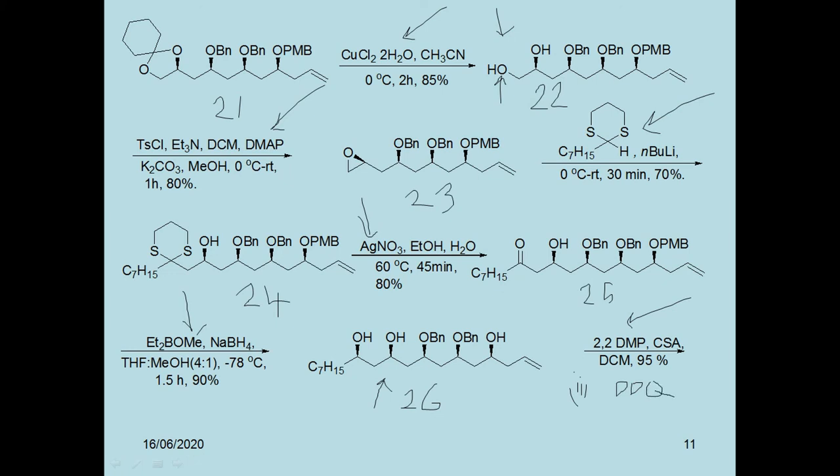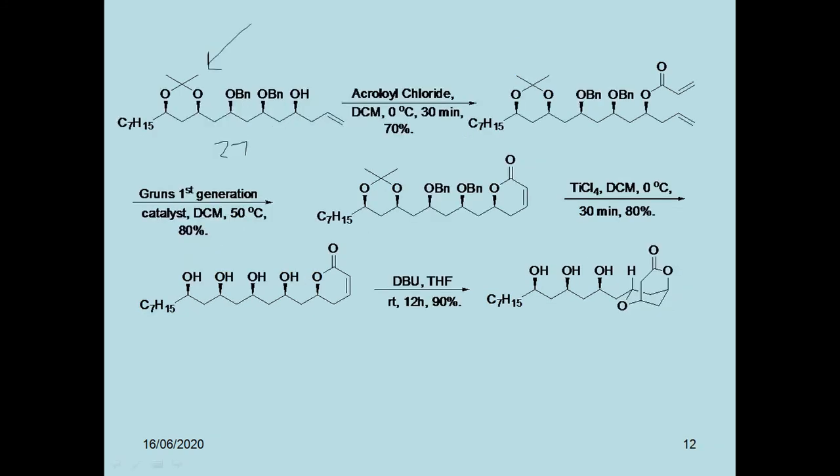This is PMB. So first, after treating with 2,2-DMP and CSA, you will get the acetonide, followed by the PMB group being removed using DDQ. So you will get compound 27. Then compound 27 is subjected to acryloyl chloride, and you will get the open chain compound 28. Compound 28 is subjected to Grubbs first generation catalyst in DCM overnight. Then you will get the delta lactone 29.